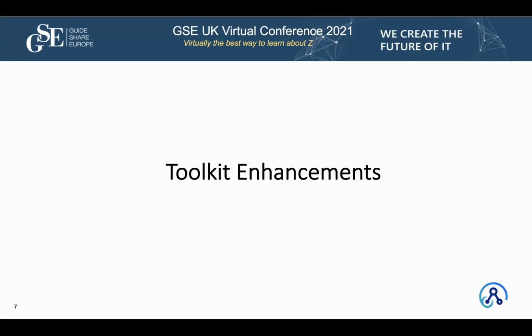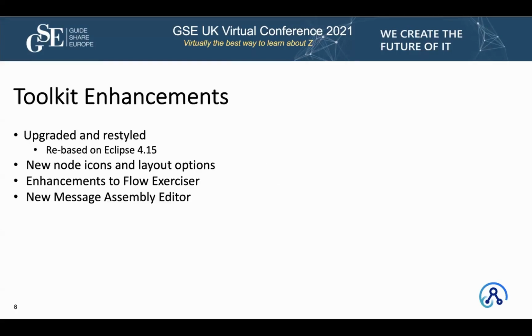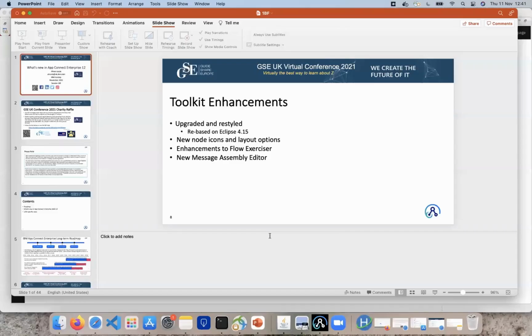So the first thing you're going to notice probably is the toolkit enhancements we've made once you've installed the product. As it says here, we've upgraded and restyled, we've rebased on a new version of Eclipse. So things look a little different and you've got more layout options. We've also made enhancements to the flow exerciser, and there's a new message assembly editor. These last 2 points I'll come on to as I go through the demonstrations, but I'll just have a quick look at the toolkit and show some of the changes.